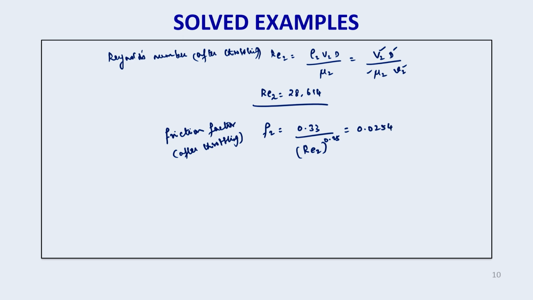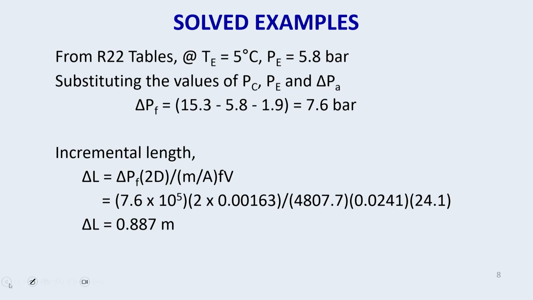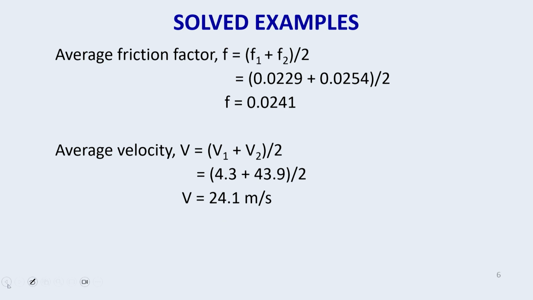0.0254. So next we will be finding the average of the velocity and the average friction factor. It's quite a lengthy problem, but it's a practical problem which I have taken. So the average friction factor is the summation of F1 and F2 by 2, and the average velocity we have to find.